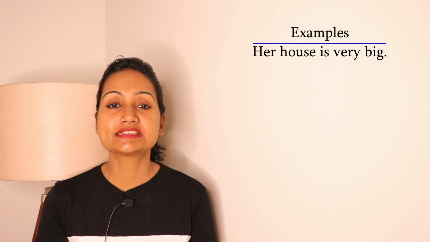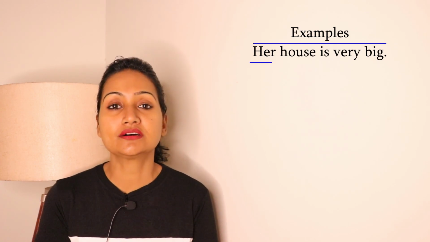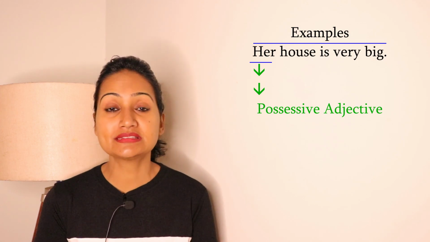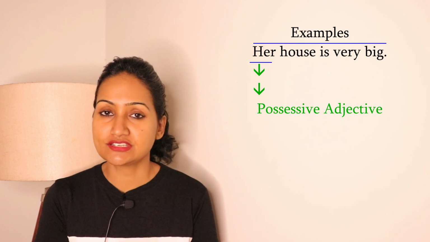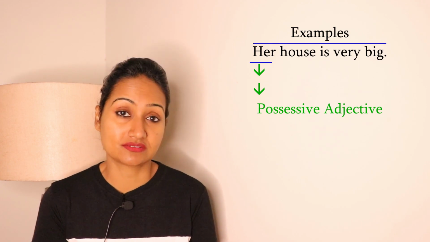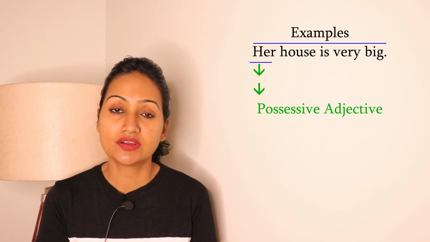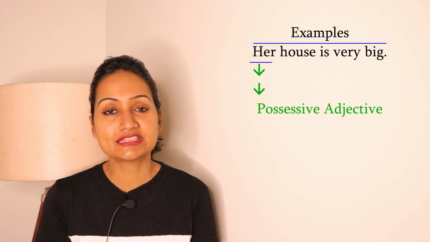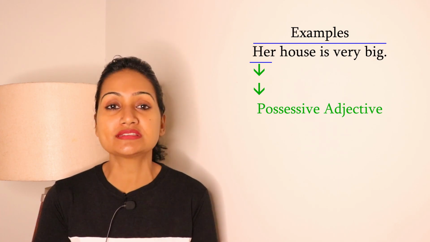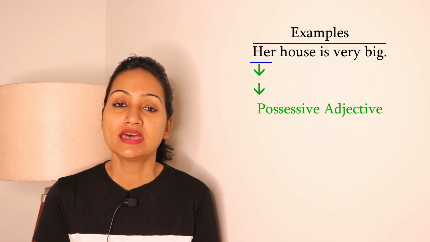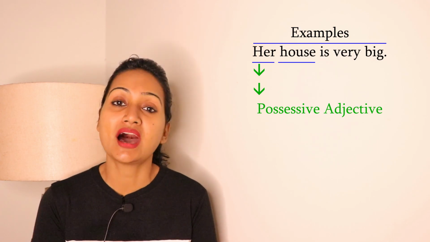Her house is very big. So in this sentence, her is a possessive adjective because it shows a possession. It shows that the house belongs to her. And at the same time, this is an adjective also because it comes before a noun and it modifies the noun, that is house.